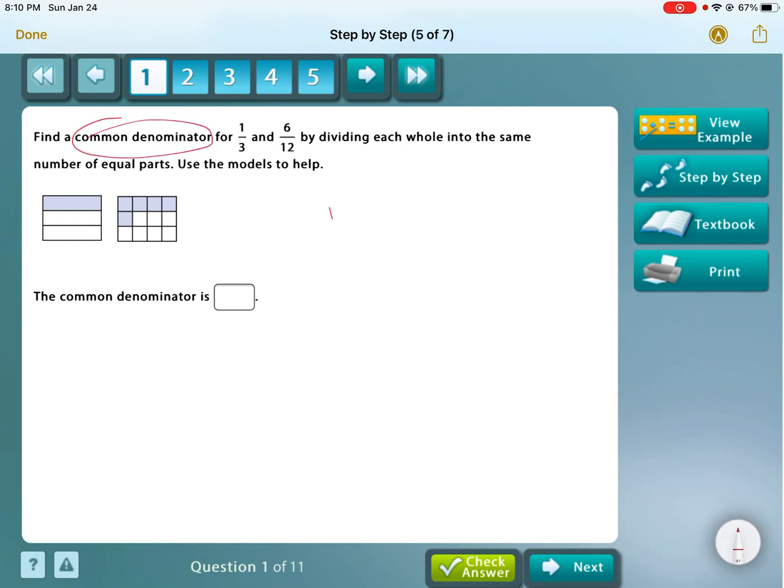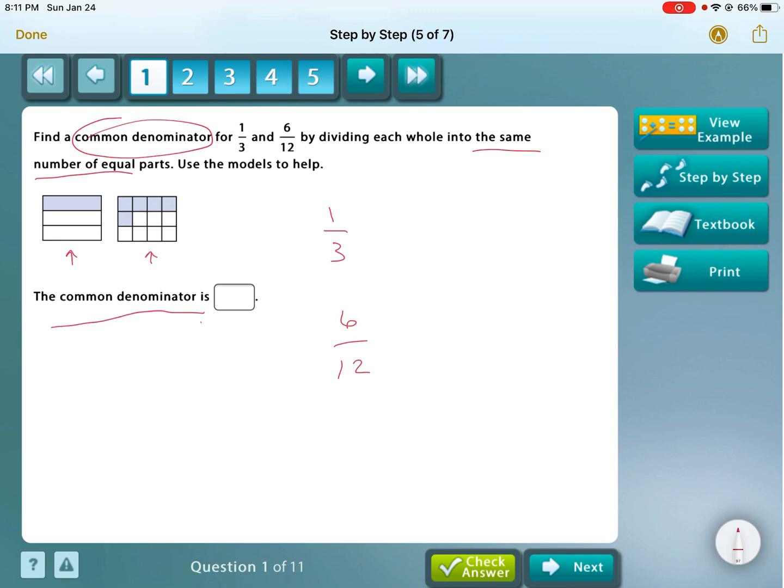Find the common denominator for 1/3 and 6/12. I like to write mine on top of each other. I think it's easier to look at than when we were doing it in the workbook. We want the same number of equal parts. See how 1/3, the pieces are bigger? So I can't compare those. I need that common denominator.